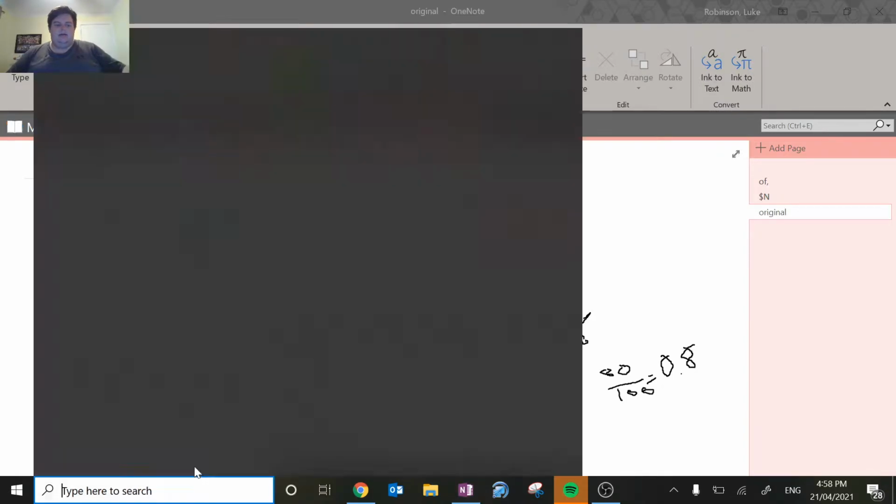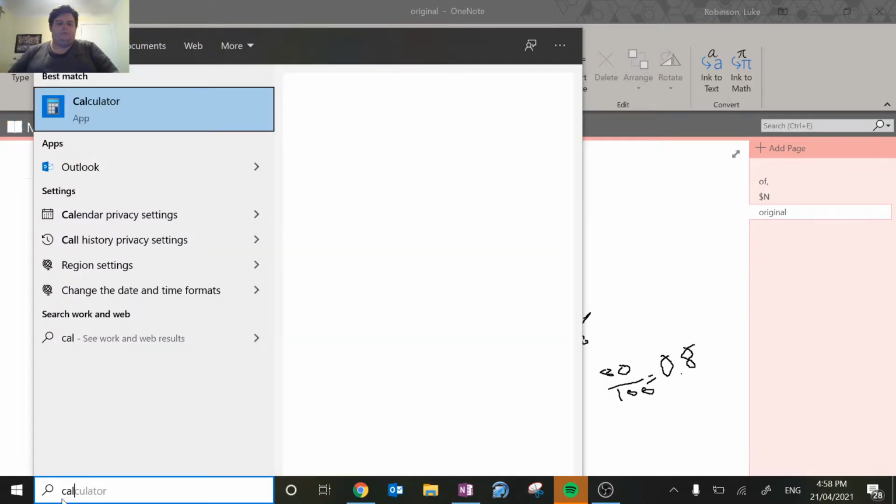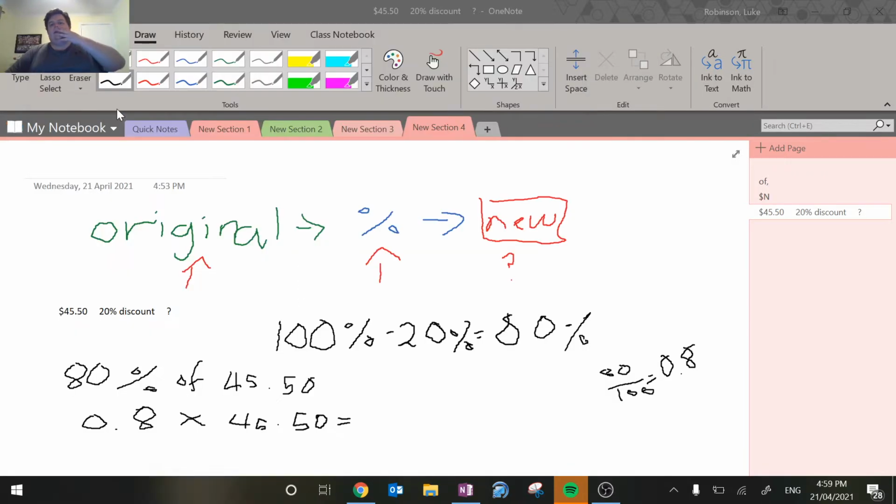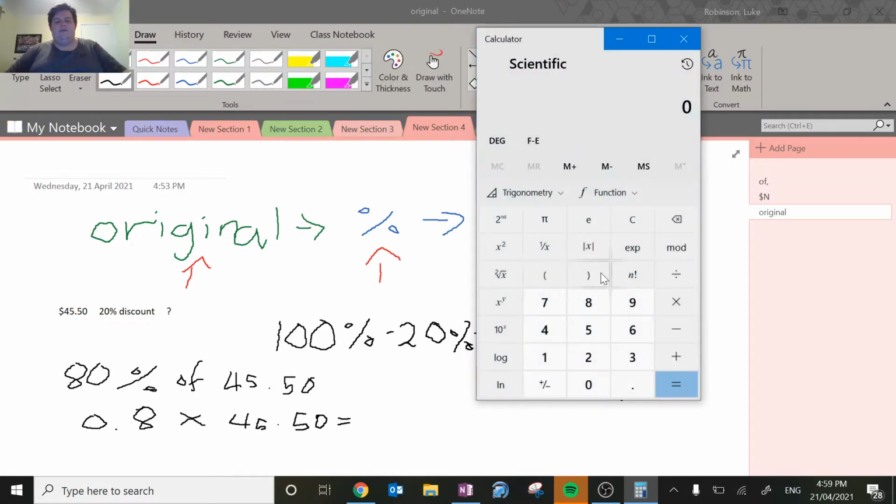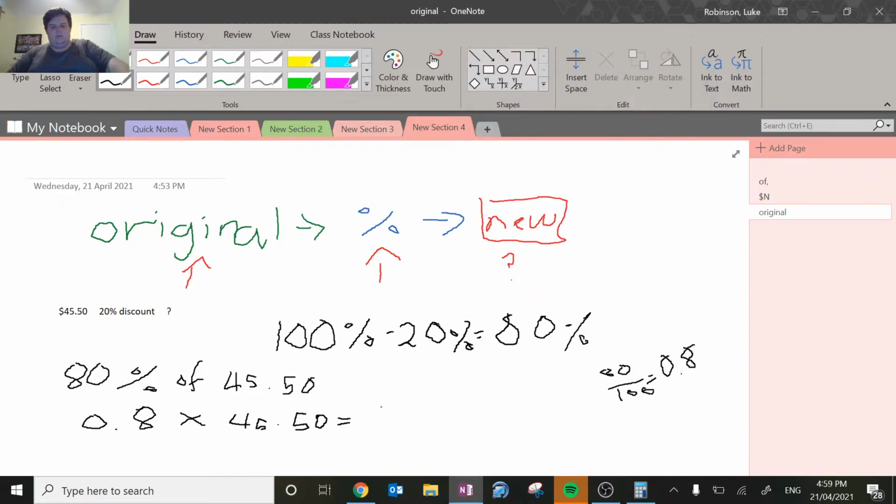Let's get out our calculator here and find out exactly what 0.8 times 45.50 is. It is $36.40. Right? $36.40, which seems about right. That is our final answer, so that is our new price. So hopefully that makes sense.